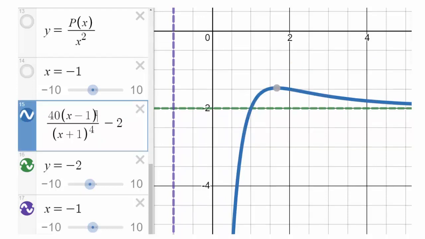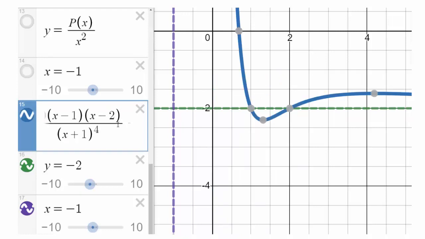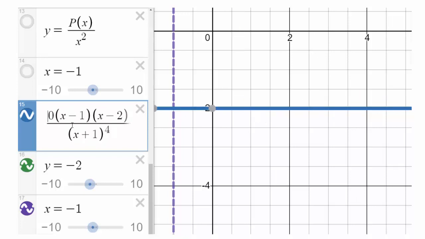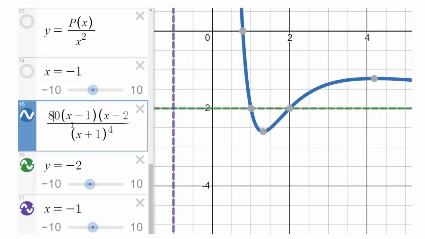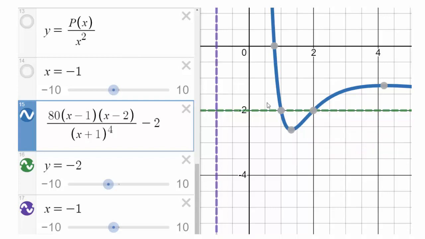If I wanted to have another factor, say x minus 2, now I have two factors here. And let's change this 40 to 80. And you can see it a little more clearly. Here you have 1 negative 2 and 2 negative 2. So by controlling your numerator, you control where the graph intersects the horizontal asymptote. And again, y equals negative 2 is your horizontal asymptote.